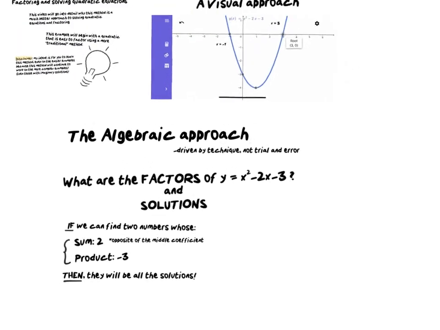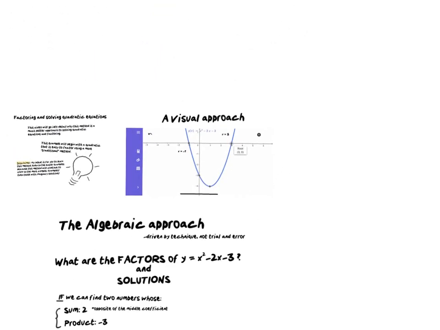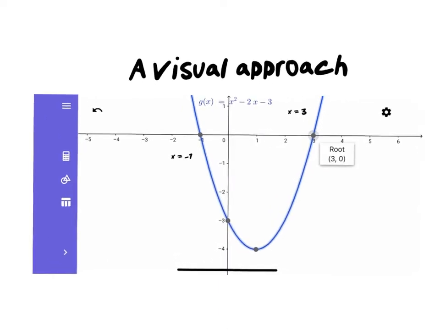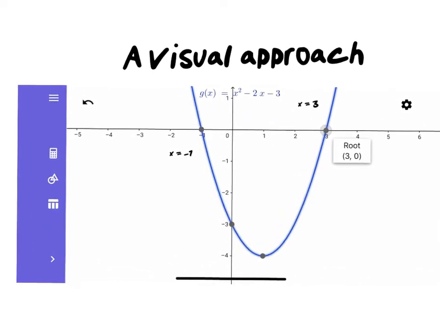I think now is a good time to go back to our visual approach to understand what the average is and how that comes into play for the algebraic technique. So what's the average of the solutions? We have -1 plus 3 divided by 2. That gives us 2 divided by 2, which is 1. 1 is the average.